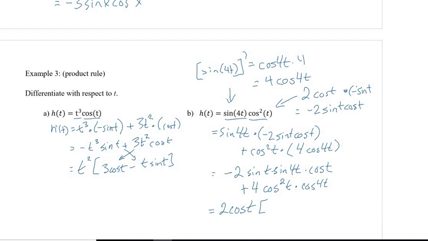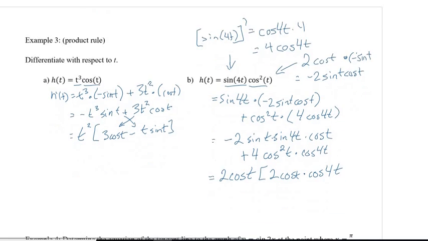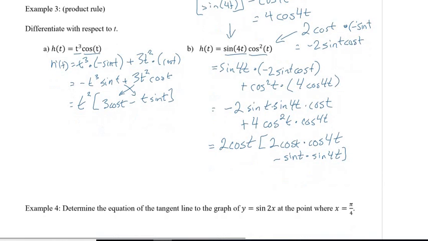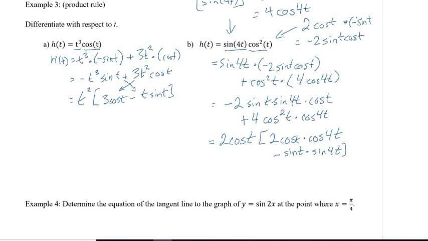Let's do the one with the coefficient of 4, the second term, first. That's going to be 2 cosine of t times cosine of 4t. And then we're going to have minus, the 2 becomes a 1, so it's gone, and we have sine of t times sine of 4t. And that's pretty much all you do there.